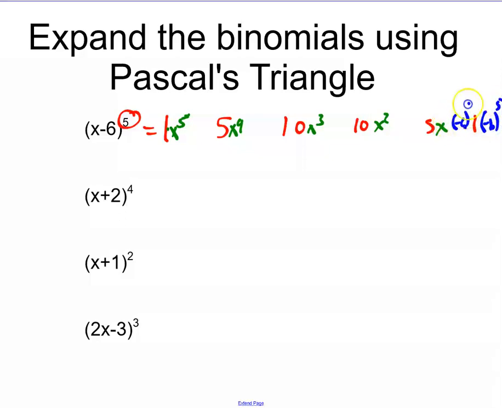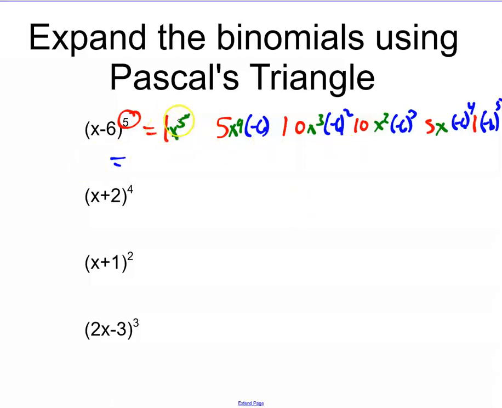Negative 6 to the 4th, negative 6 to the 3rd, negative 6 squared, negative 6 to the first. And just like we didn't have one for the last term going the other direction, we don't have one for the last term. All right, this is basically your expansion, only we have to do a little bit of simplifying down.